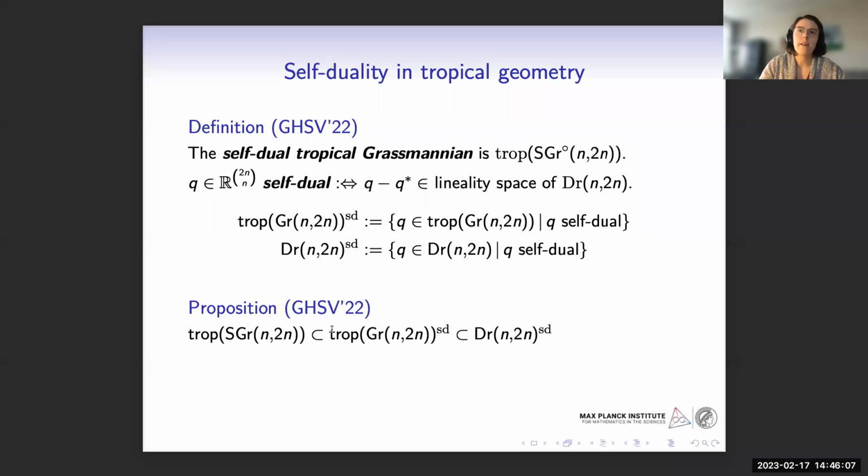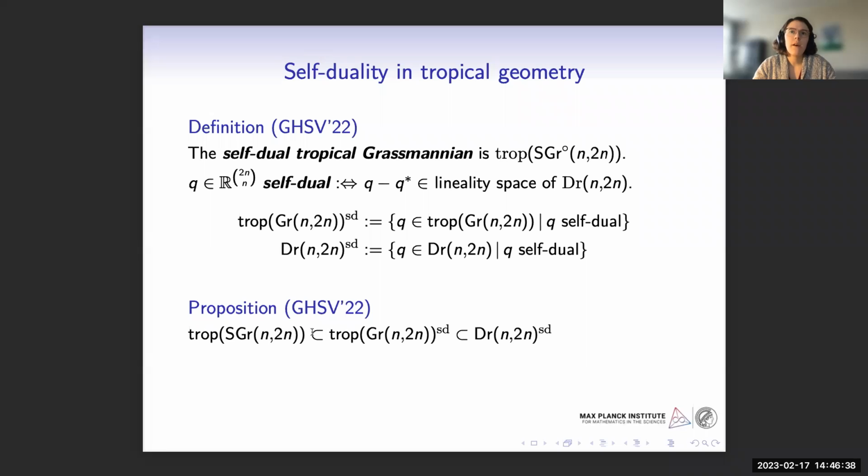And then these self-dual points of the tropical Grassmannian are again a subset of the self-dual valuated matroids in the Dressian. So this inclusion at the very end is kind of the easiest because we know the tropical Grassmannian sits inside the Dressian. So if we're now cutting with this self-duality condition, which corresponds to intersecting with the linear space, of course, the containment is going to stay, right? It's not going to go away.